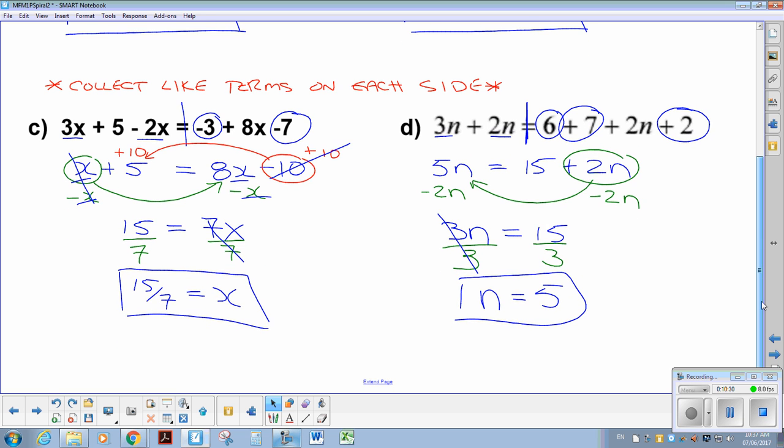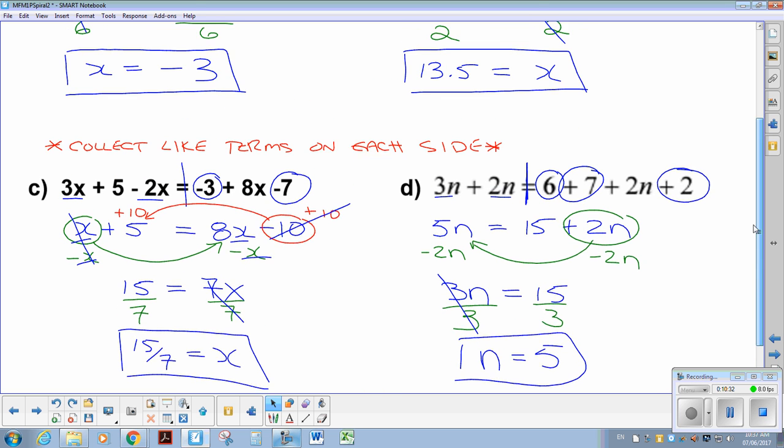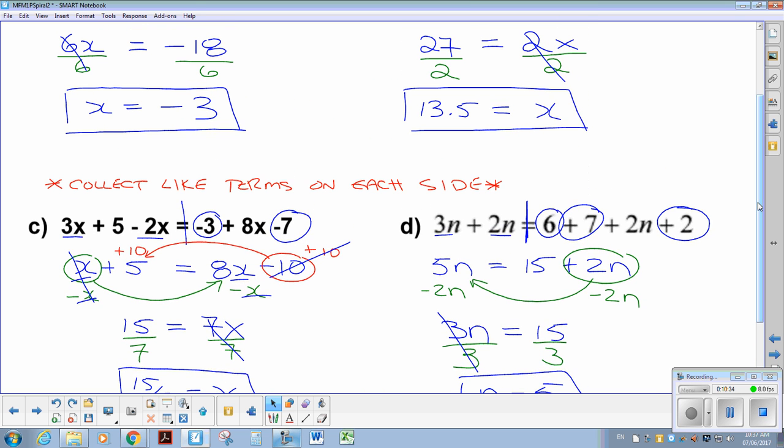All right? So that is what you're working on today. It's keeping that teeter-totter balanced. I need to see those, the adding and subtracting on either side, because that's what we're really marking.